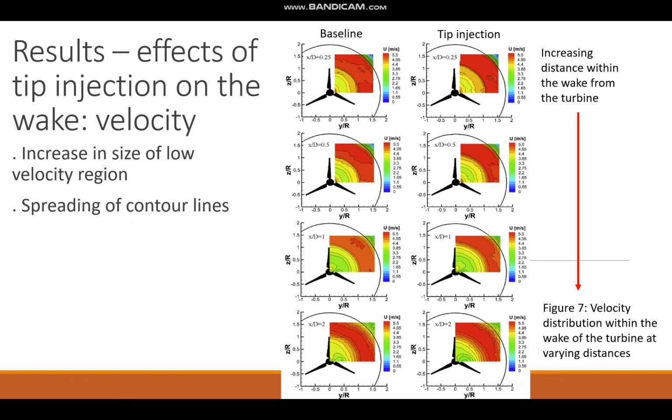Figure 7 shows the velocity distribution within the wake of the turbine at varying distances from the rotor. It can be seen in the right column, where tip injection is included, that there is an increase in size of the low velocity region. The contour lines also become less packed as the flow moves downstream. This indicates tip injection changes the characteristics of the wake.